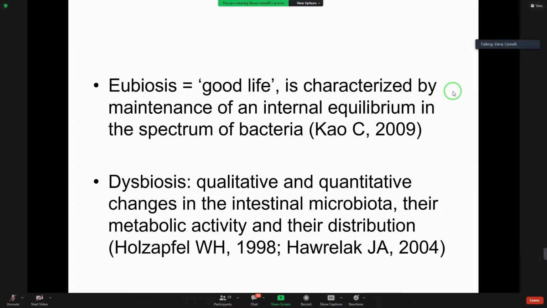Of course, you know the difference now between a eubiotic and a dysbiotic microbiota, where by eubiosis we intend good life, and therefore when the concept is applied to our intestinal ecosystem, this refers to the maintenance of an internal equilibrium in the spectrum of the bacteria, as opposed to a dysbiotic condition, which is characterized by qualitative and quantitative changes in the intestinal microbiota, their metabolic activity, and their distribution and localization.